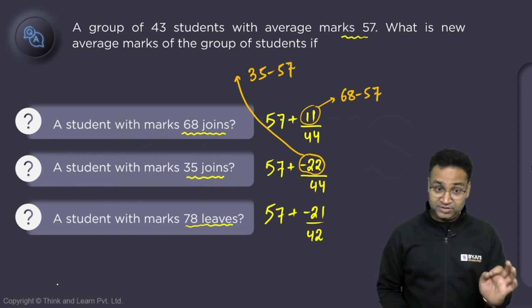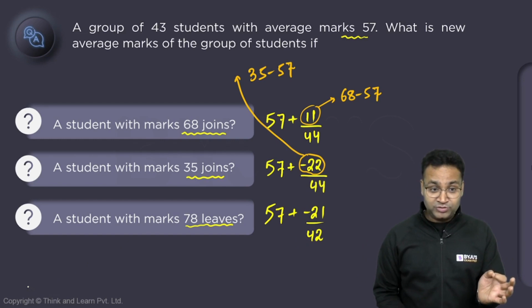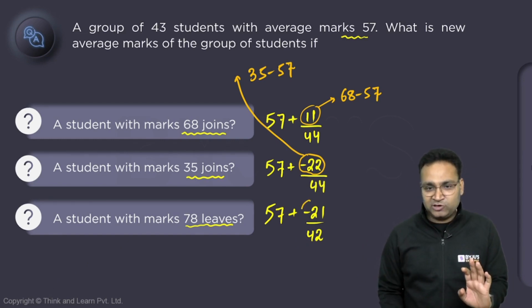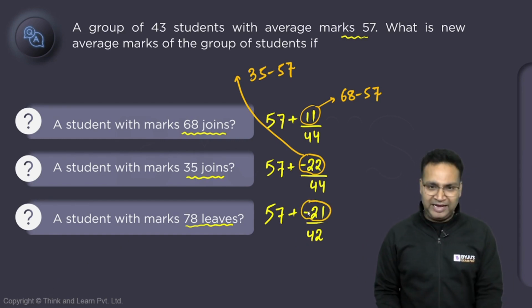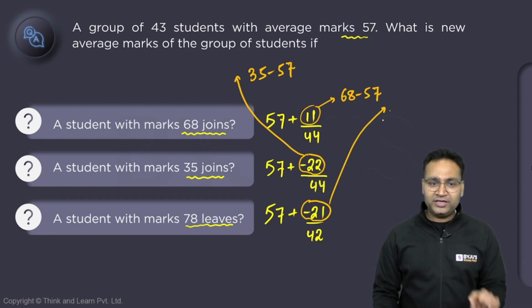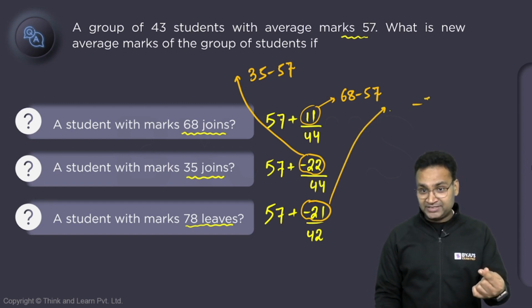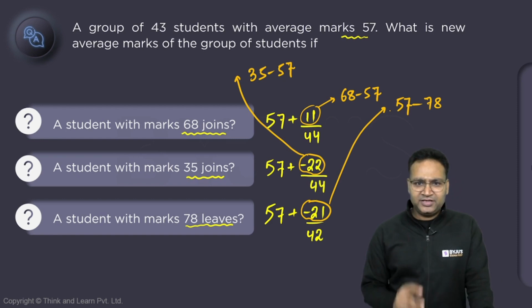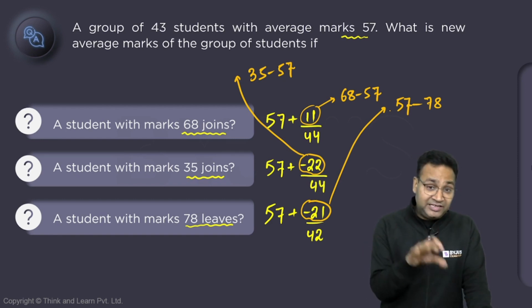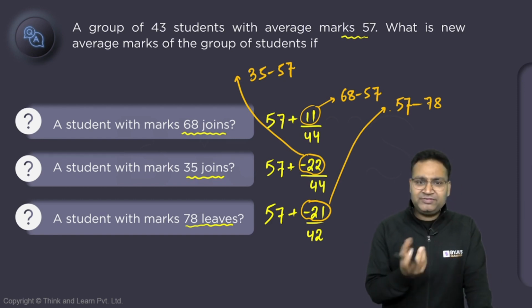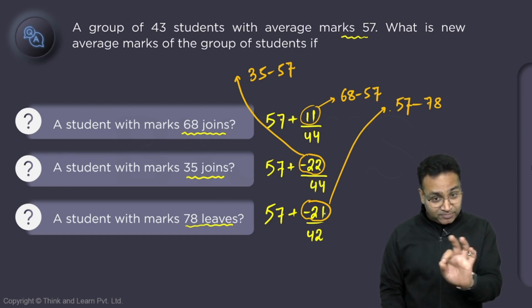One way, this is a logical thought process. You say, no sir, I am not comfortable with this logical thinking. I want a mathematical rule for it. Okay, Jatin sir is here, no worry. He is leaving, so it is minus 78 from 57. Simple. If he is joining, it is 78 minus 57. He is leaving, it is 57 minus 78. Otherwise, my suggestion is develop this common sense.